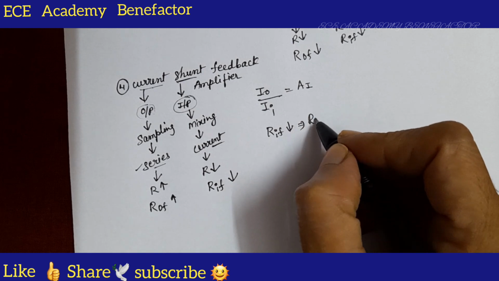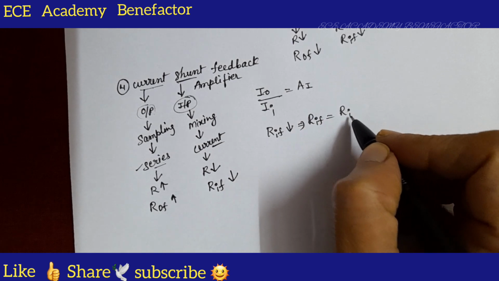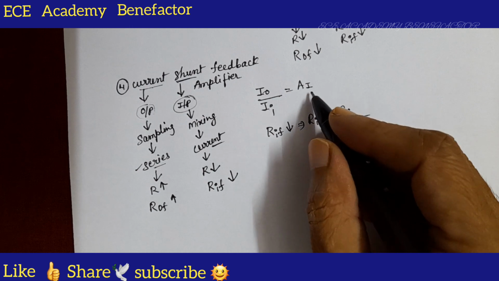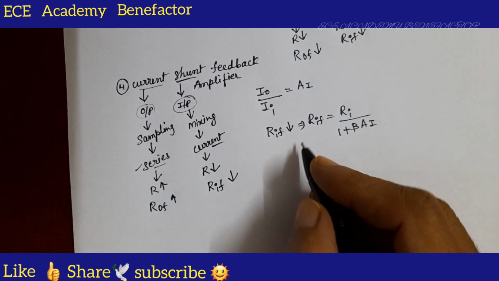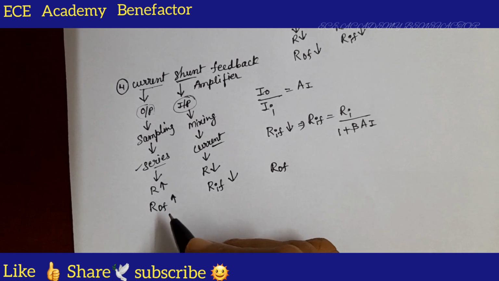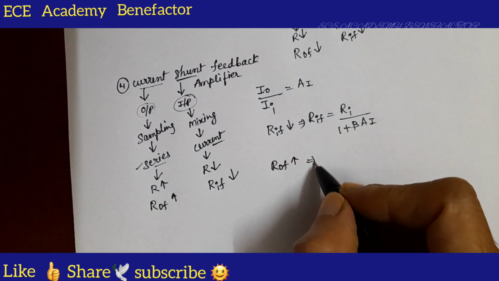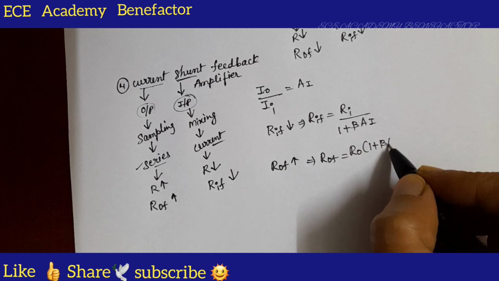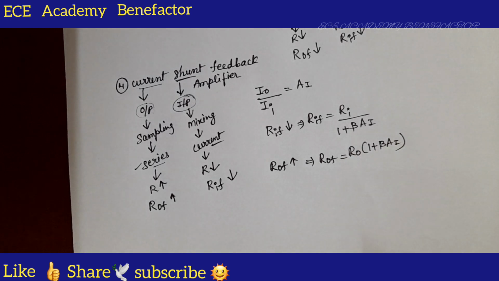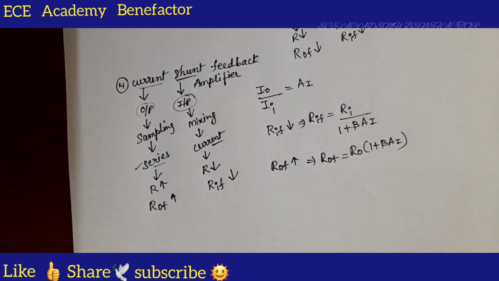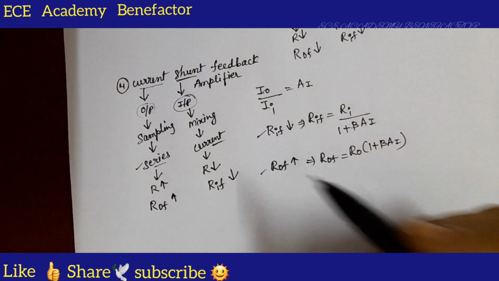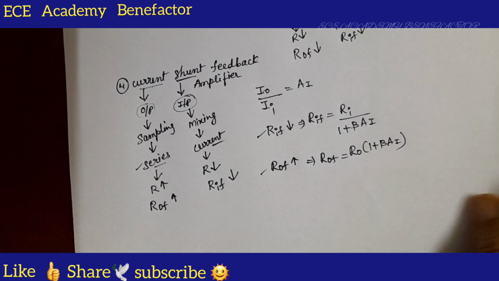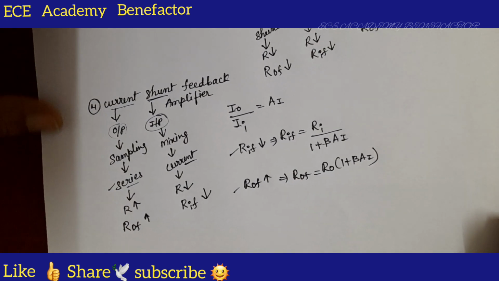Reduced means RIF is equal to RI by 1 plus beta AI, whatever is the gain here. And ROF is how? Increased. Increase means ROF is equal to R0 times of 1 plus beta AI. So these are the equations of RIF and ROF for current shunt feedback amplifier. So it's easy to remember all the equations.